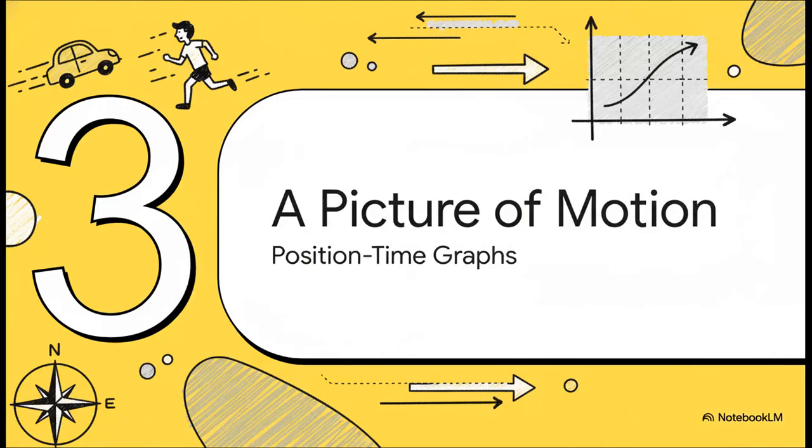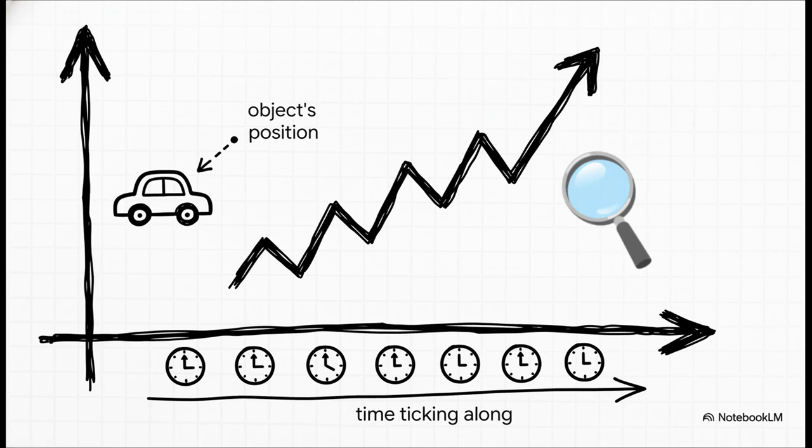So how do scientists actually wrap their heads around all this? This is where it gets really cool, I think. They don't just use numbers and formulas, they actually draw a picture of motion. Let's take a look. They use something called a position time graph. It's a simple idea, but it's incredibly powerful. On the vertical axis, you've got the object's position, and along the horizontal axis at the bottom, you have time just ticking forward. This graph literally lets you watch an object's journey unfold over time.